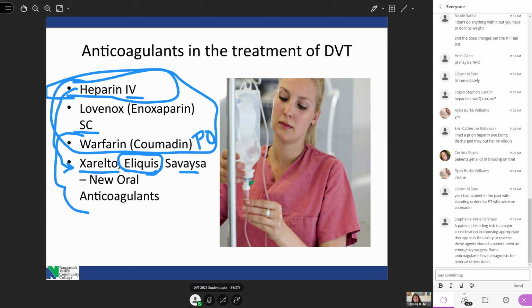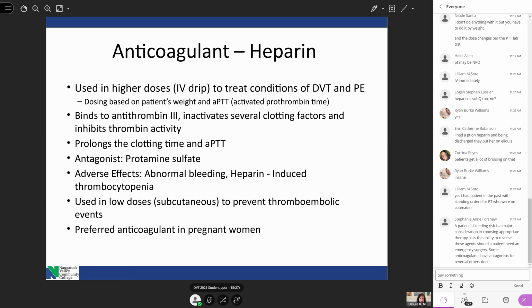A patient's bleeding risk is a major consideration in choosing appropriate therapy, as is the ability to reverse these agents should a patient need emergency surgery. Absolutely, Stephanie. Some anticoagulants have antagonists for reversal. Others don't. I'm going to get into that right now. Excellent point. There are many considerations.